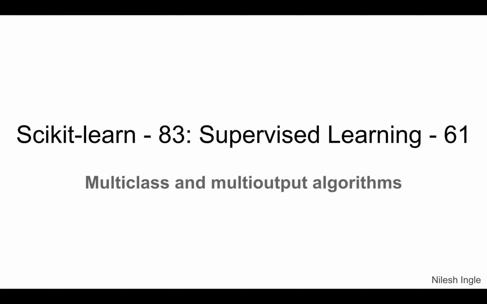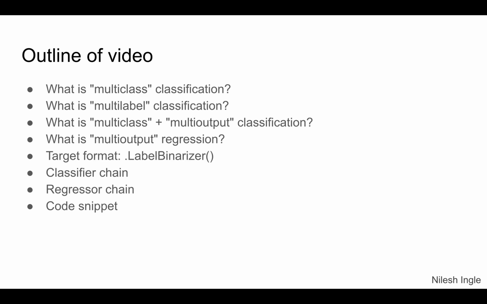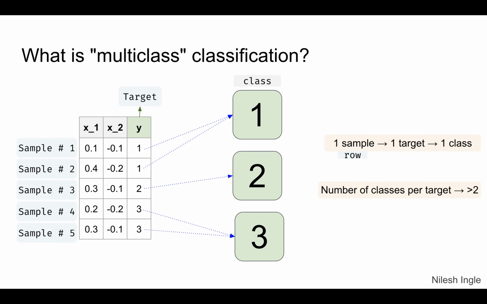I'm Nilesh, and in this video, we are beginning a new topic which is multi-class and multi-output algorithms. So we'll look at the intuition behind what is multi-class, multi-label, multi-output, both for classification and regression. And then we'll look at an example of label binarizer. And finally, we'll end the video with what is classifier chain, regressor chain, and a code snippet. And in the following video, we'll do the actual coding in Python and see how each of these could be implemented. So what is multi-class classification?